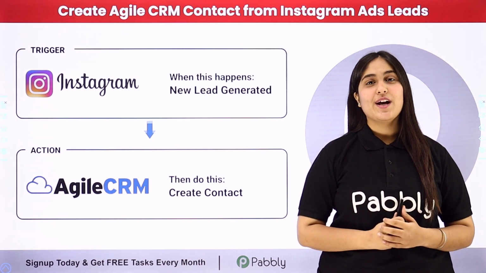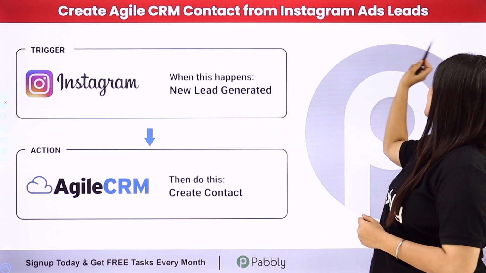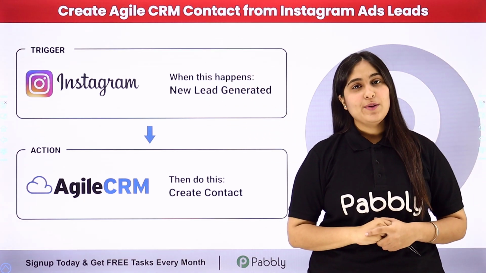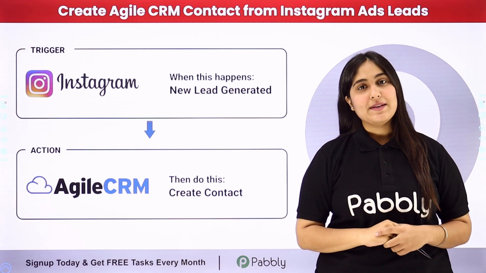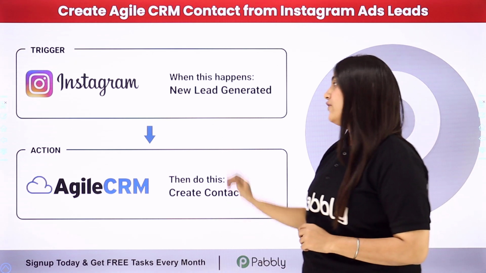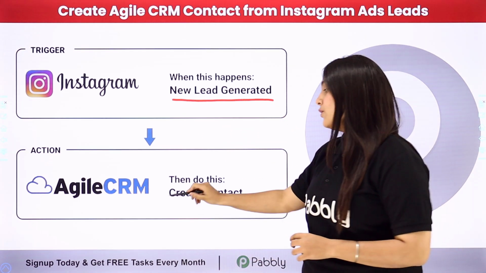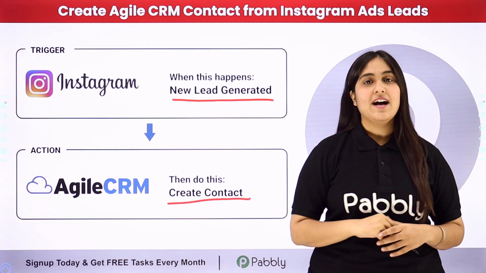So in this video, we are going to learn how to create an Agile CRM contact from Instagram ads leads. So here I am an owner of a business, and to promote my business, I am running Instagram lead ads. In this case, I want whenever a new lead is generated, automatically using that detail, a new contact should be created in my Agile CRM account.